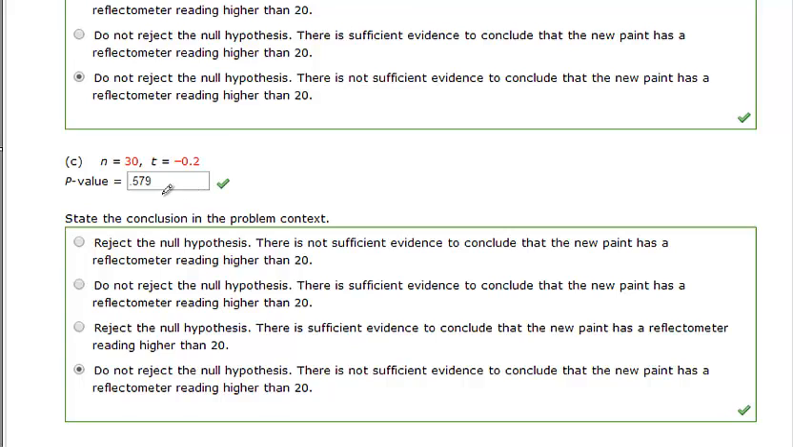Now we're comparing this value with some alpha, but the probability of this happening is about 57.9%. They didn't even bother giving me an alpha because we're going to do not reject the null on this one.